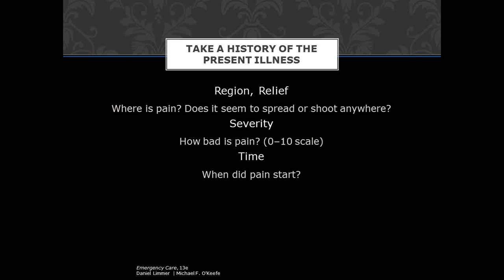For women who have had childbirth without an epidural, that typically is their 10 pain. And then time: when did it start? We'd like to know when this started. And I like to ask big questions. Okay, so this started 20 minutes ago.